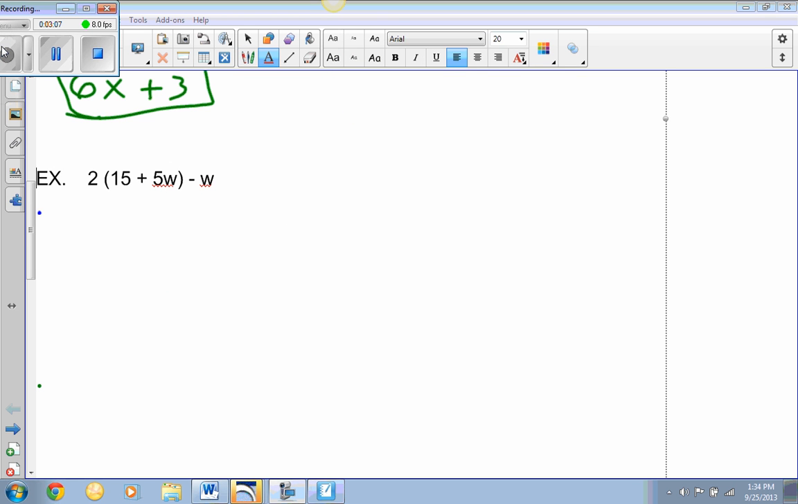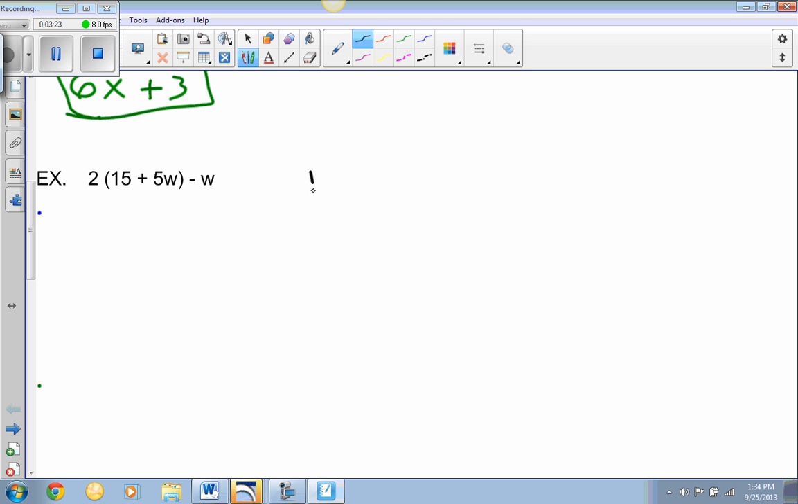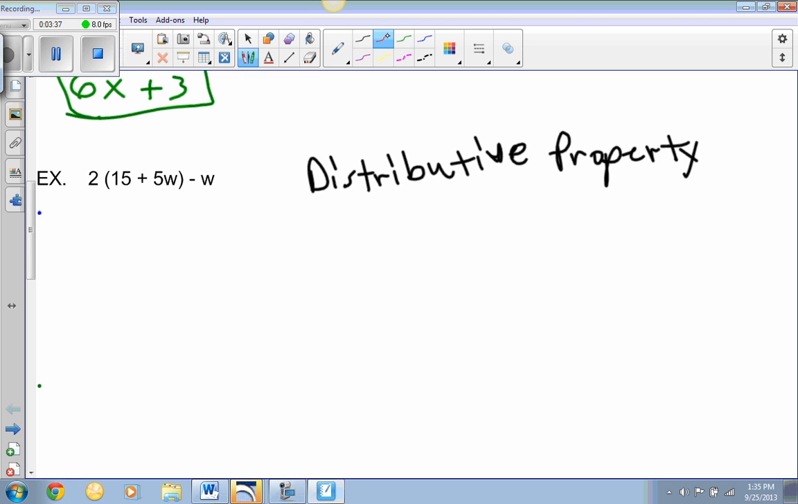So for this next one, this one's a little more complicated. This one, because there's the parentheses there, I have to get rid of parentheses first. Well, the only way to get rid of these parentheses is to use something called the distributive property. Okay, distributive property. So how that works is whatever number is on the outside, it's right next to it, so that means multiply. But I have to multiply it times everything on the inside.